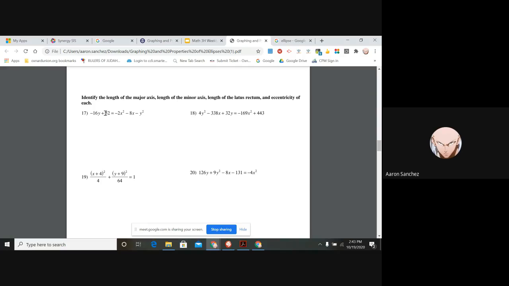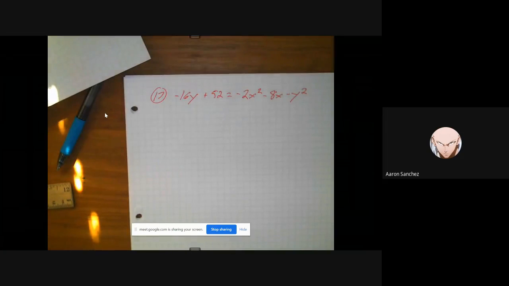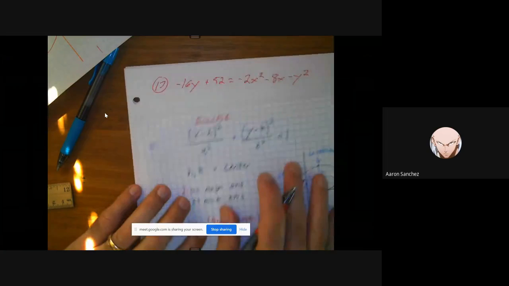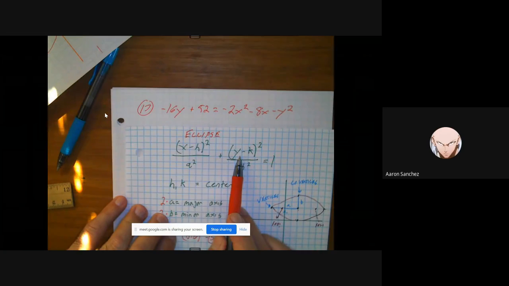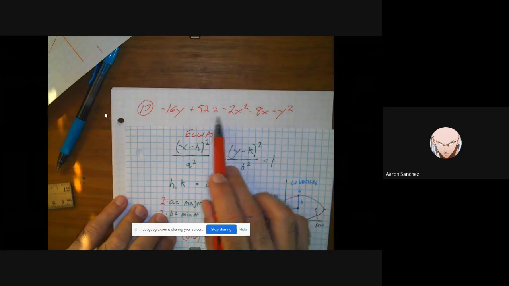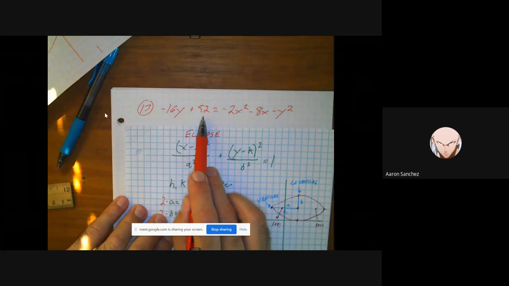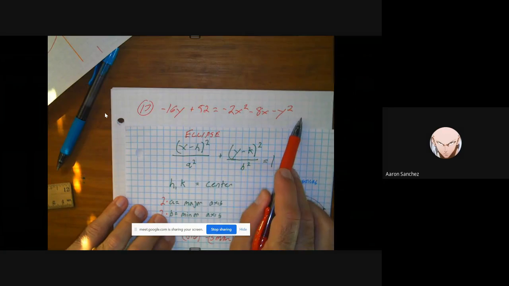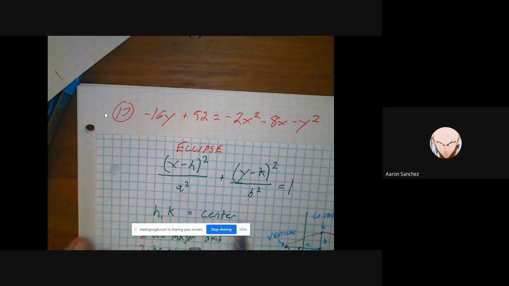Okay, now in order to find the length of the major and the minor axis, I have to put number 17 into this graphing form here, right? I want the x and the y on the left side of the equation, and a 1 on the right, which means any number that I have, just put it on the right. So for example, here's an x, that's going to go on the left. Here's an x, that's going to go on the left. Here's a y, that's going to go on the left. Here's the number 52, that's a number, so you put that on the right. Got it? That's the first step. Put the x's and the y's on the left. Okay, and then put the numbers on the right.